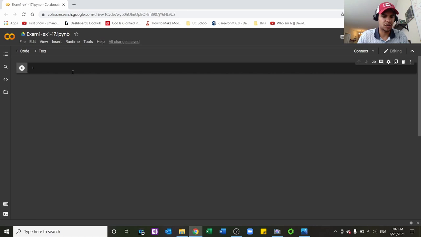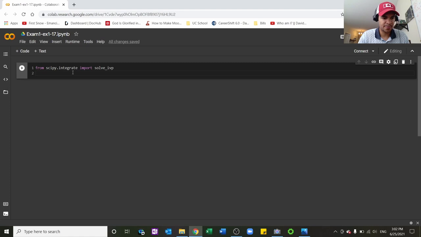So from scipy.integrate, we're going to import solve_ivp, and that's going to be to simultaneously solve initial value problems.